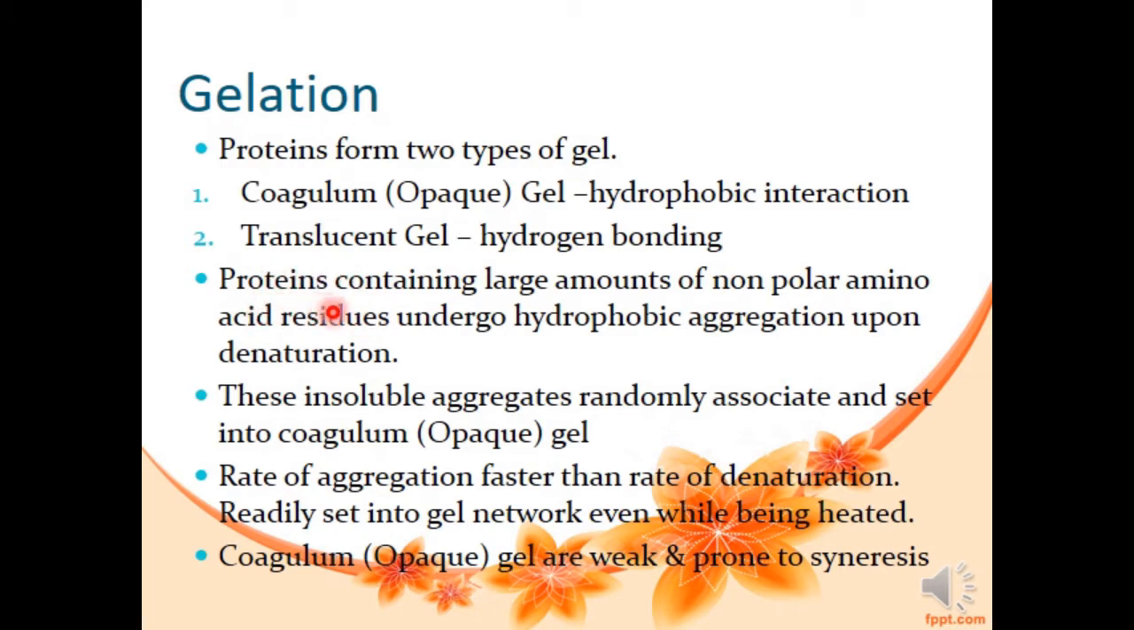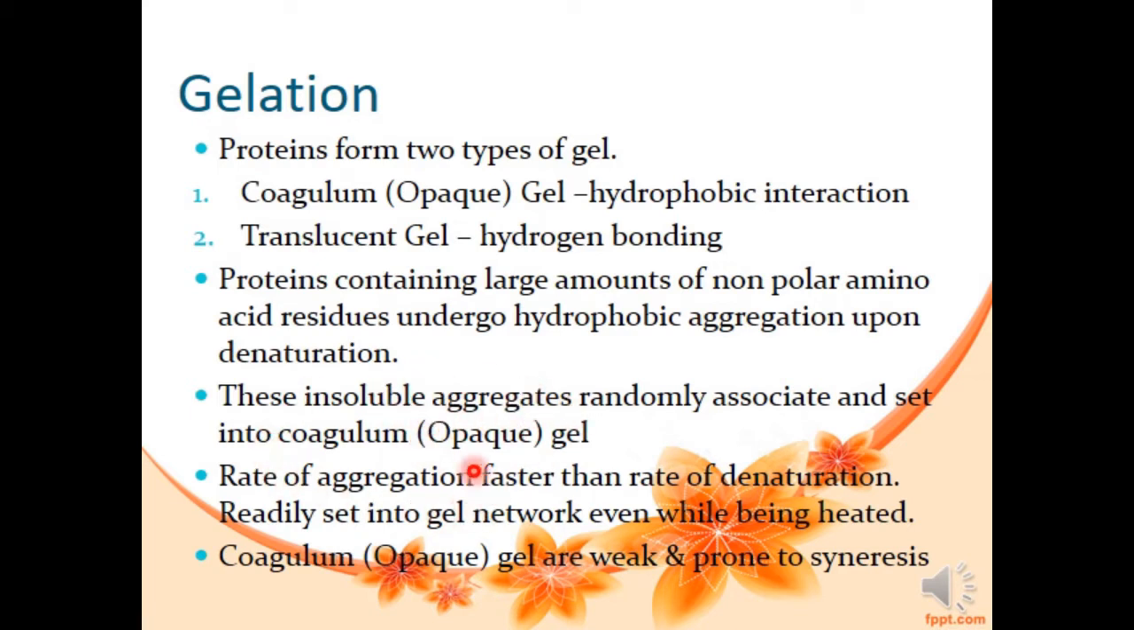So protein in its native state, with a large amount of non-polar amino acid residues, will undergo hydrophobic aggregation when it undergoes denaturation. Remember, proteins are made of amino acids, and opaque gel will form if the protein contains an abundance of amino acids that belong to the non-polar group. And then these hydrophobic amino acids will aggregate when denatured. Denatured means when heat is applied, water is added at the same time. And then this insoluble aggregation of amino acids will form opaque gel.